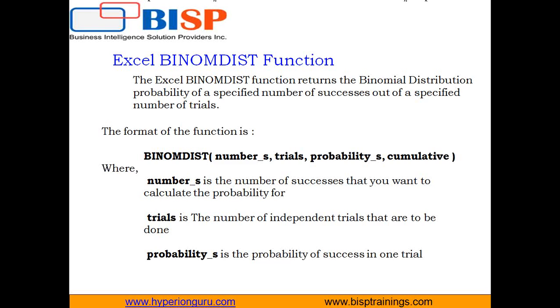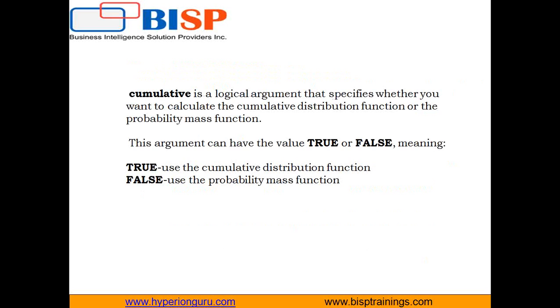This function takes the following four arguments. The first one is number_s, which means the number of successes in trials. The second argument is trials, that means the number of independent trials. The third argument is probability_s, which means the probability of success in each trial. All of these arguments are required. And the last argument is cumulative, a logical value that determines the form of the function.